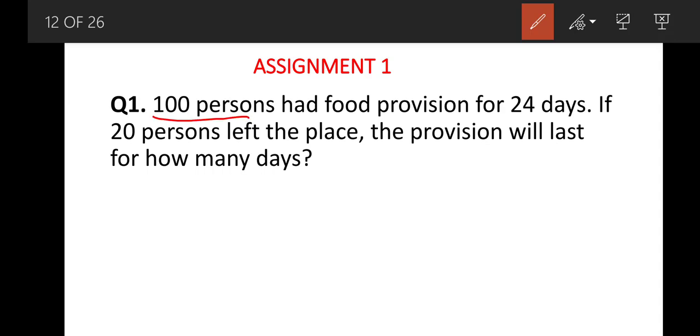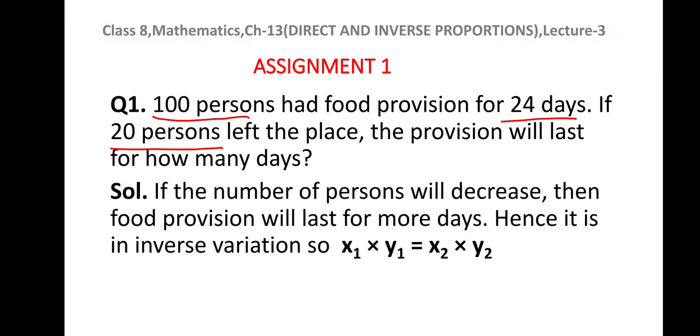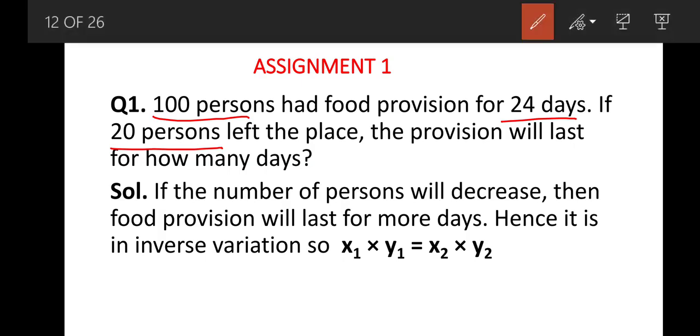If 100 persons are there and they have food provision for 24 days, if 20 persons left the place, obviously if the number of persons decreases, then I will be able to have food for more days. So this is an example of inverse proportion. So we are supposed to use the concept of inverse variation. Let us see now how to solve this. If the number of persons decreases, then food provision will last for more days. One quantity is decreasing, but the other quantity is increasing.